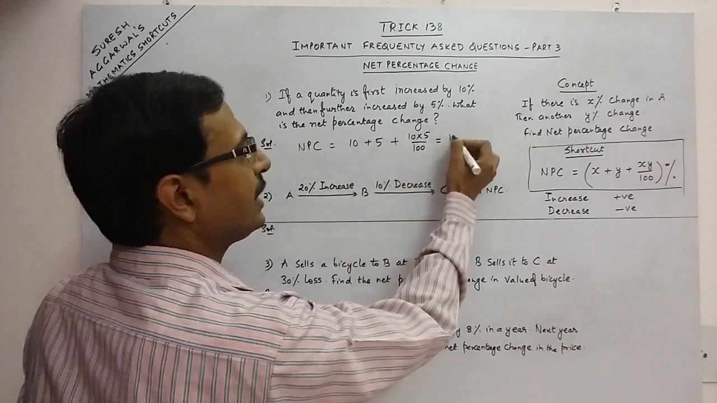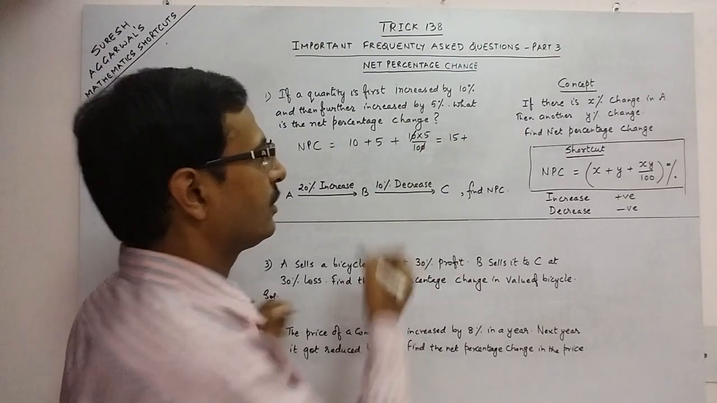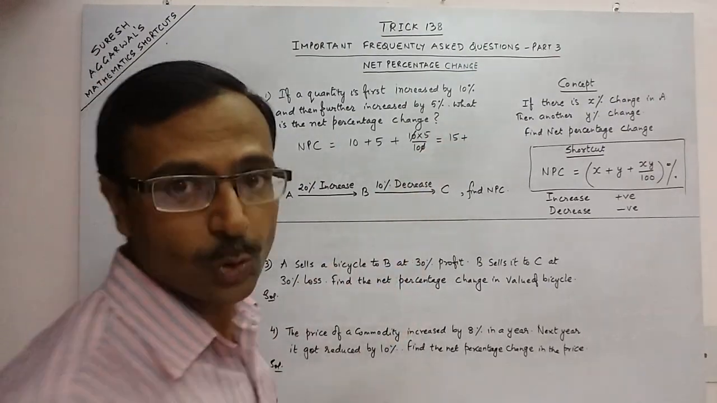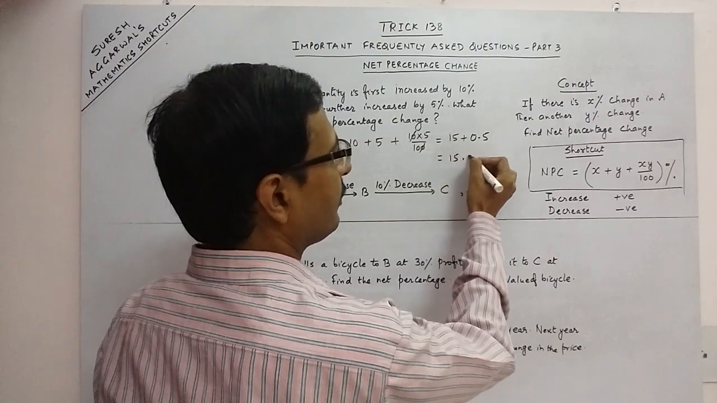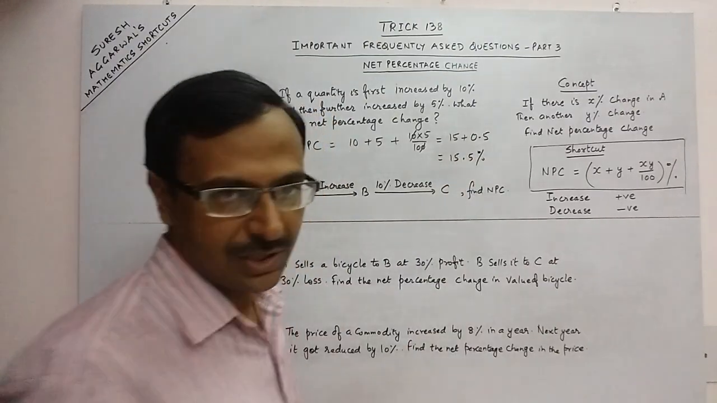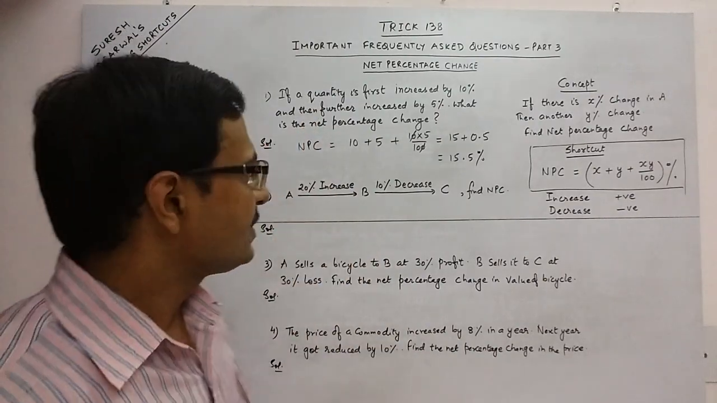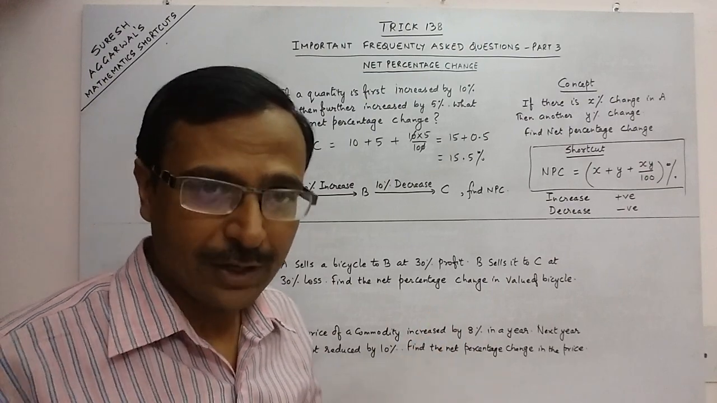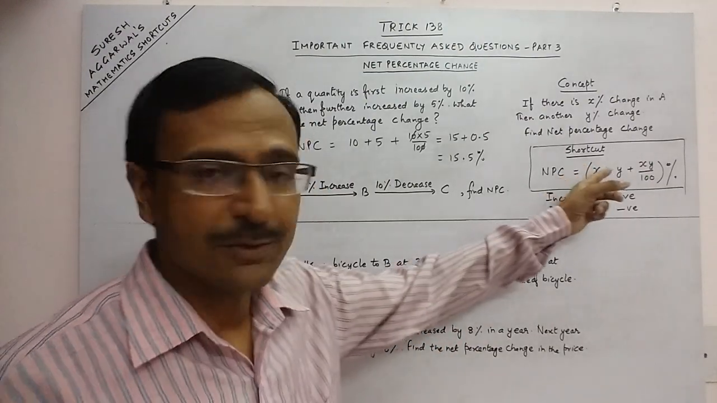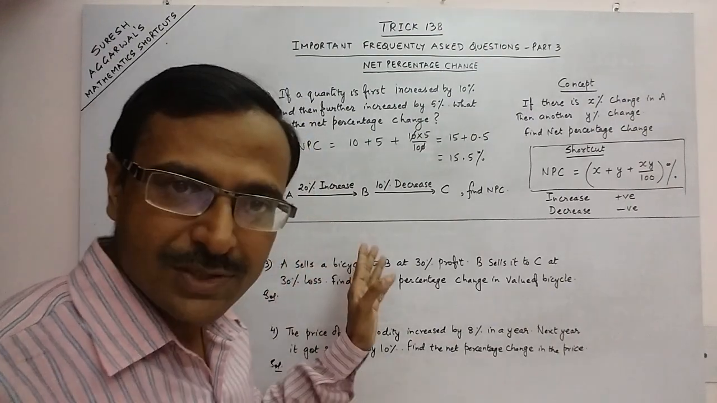10 plus 5 is 15, and a 0 cancels out, 5 by 10 is 0.5. So your direct answer is 15.5% change in the value of the quantity. See, no assuming of quantities and no finding of percentages, just knowledge of a small shortcut and we arrive at the answer. Similar to this, one more question.